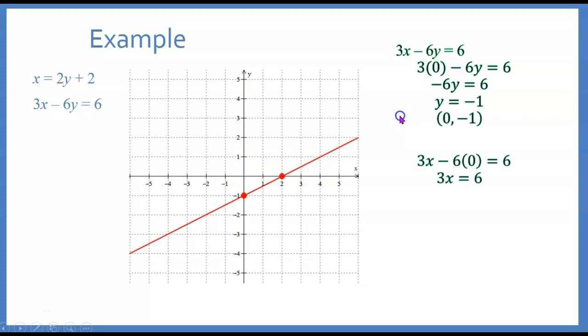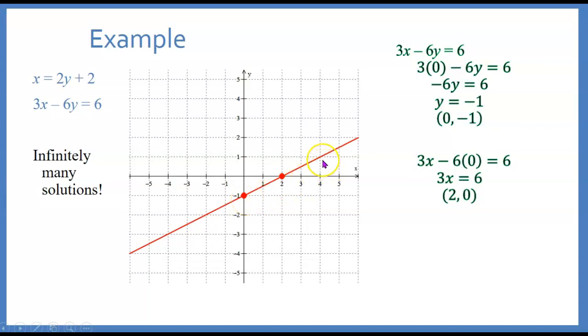And if y is 0, x has to be 2. So that's the very same line, the exact same line, passing through (0, -1) and (2, 0). Since it's the same line for both equations, any point on that line is going to work in both equations. They're both true when x is 2 and y is 0. They're both true when x is 0 and y is -1.